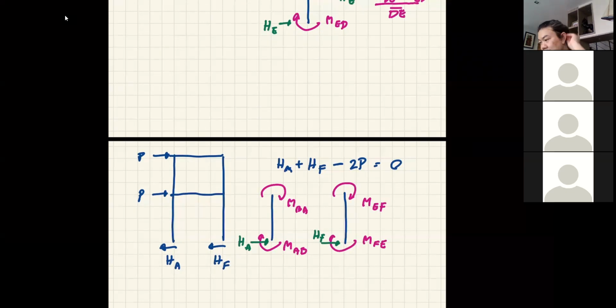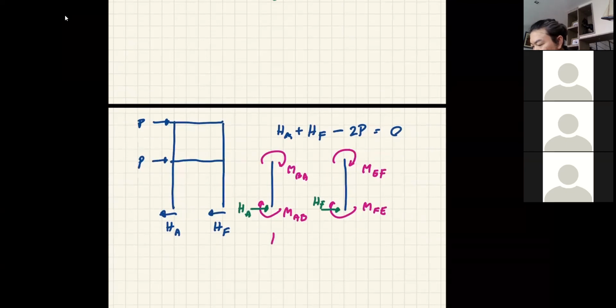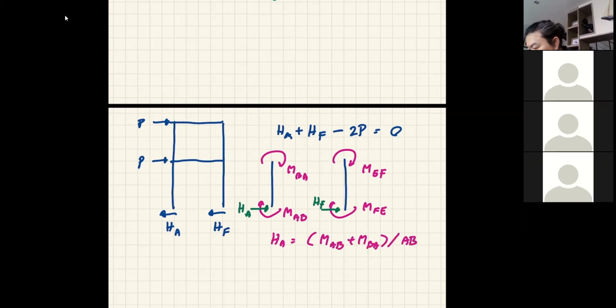Okay, and likewise, we can now have the HA equal to MAB plus MBA divided by the length AB, and HF similarly MEF plus MFE divided by EF, the length of EF. Okay, it's getting longer a little bit.